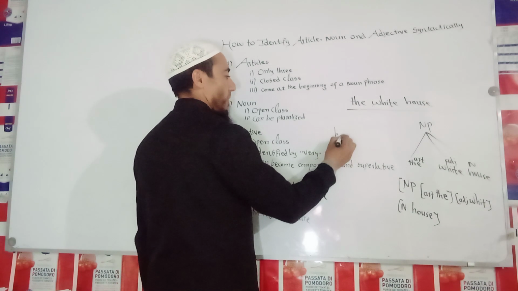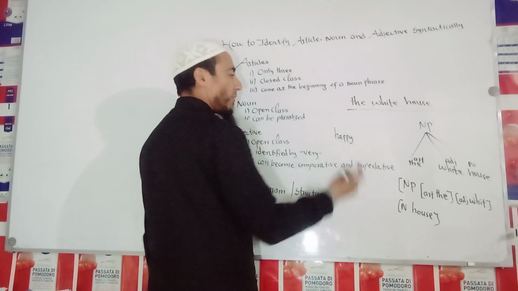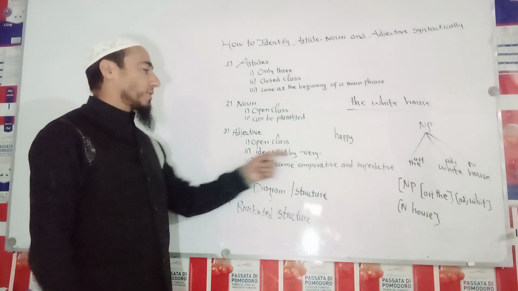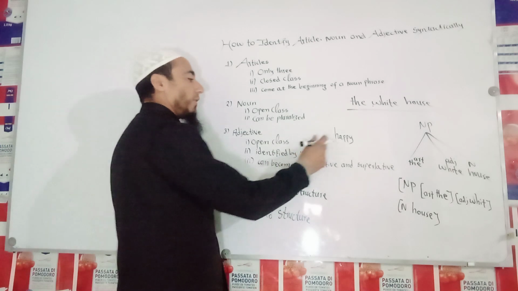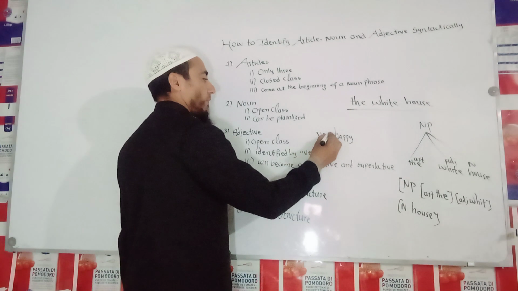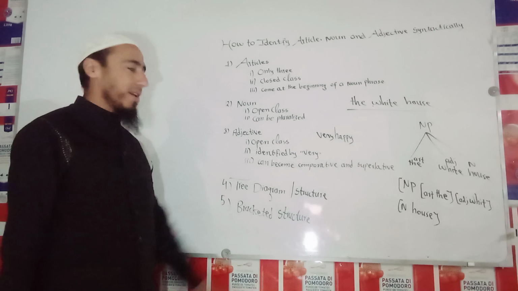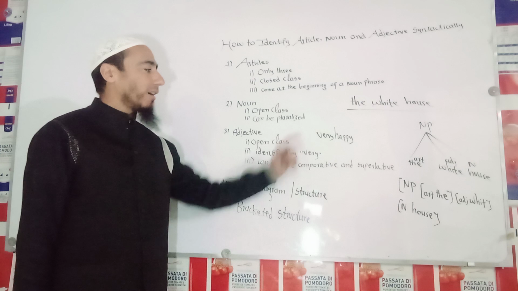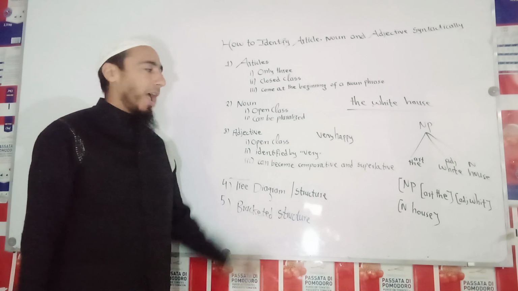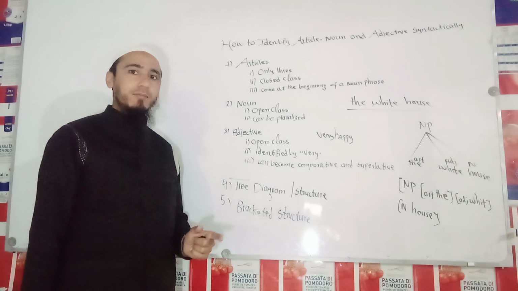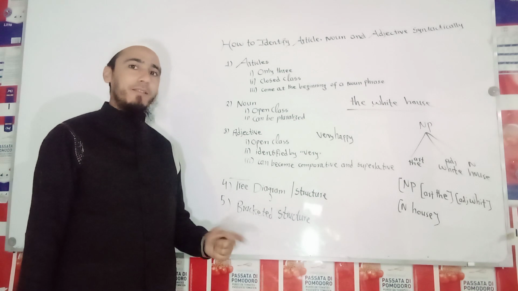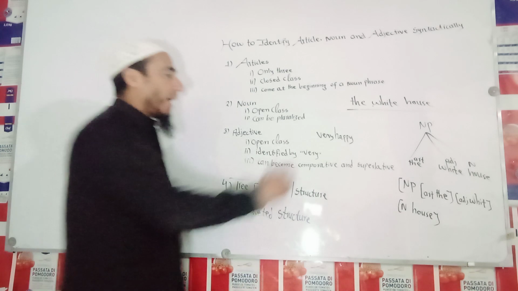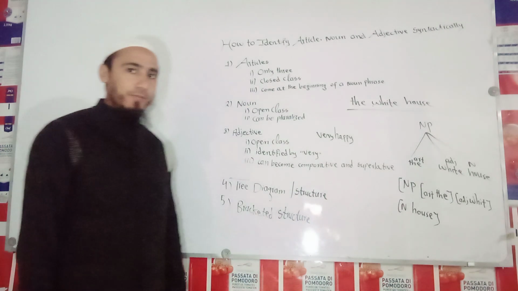For example, if I say happy, I know what kind of category it is, but if you have confusion, you just place very before that happy. You see, very happy. So now it's easily understandable that this is an adjective because it takes very. If you put very before a noun, like very man, very table, it's wrong because a noun does not take very, while every adjective takes very.